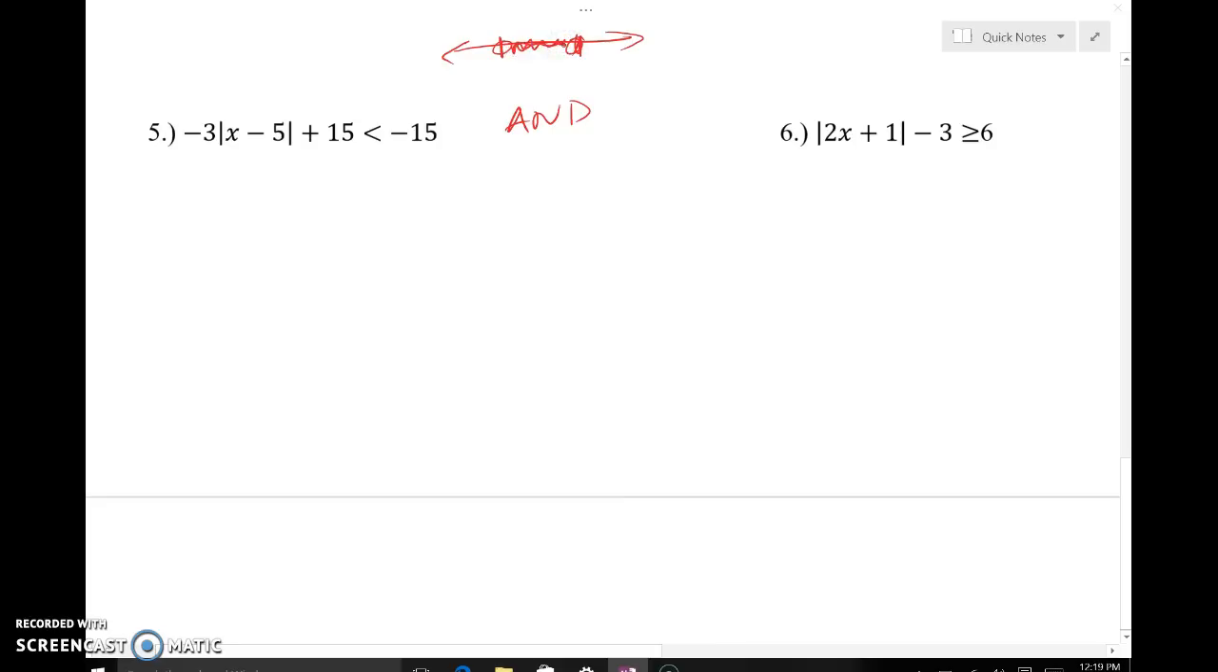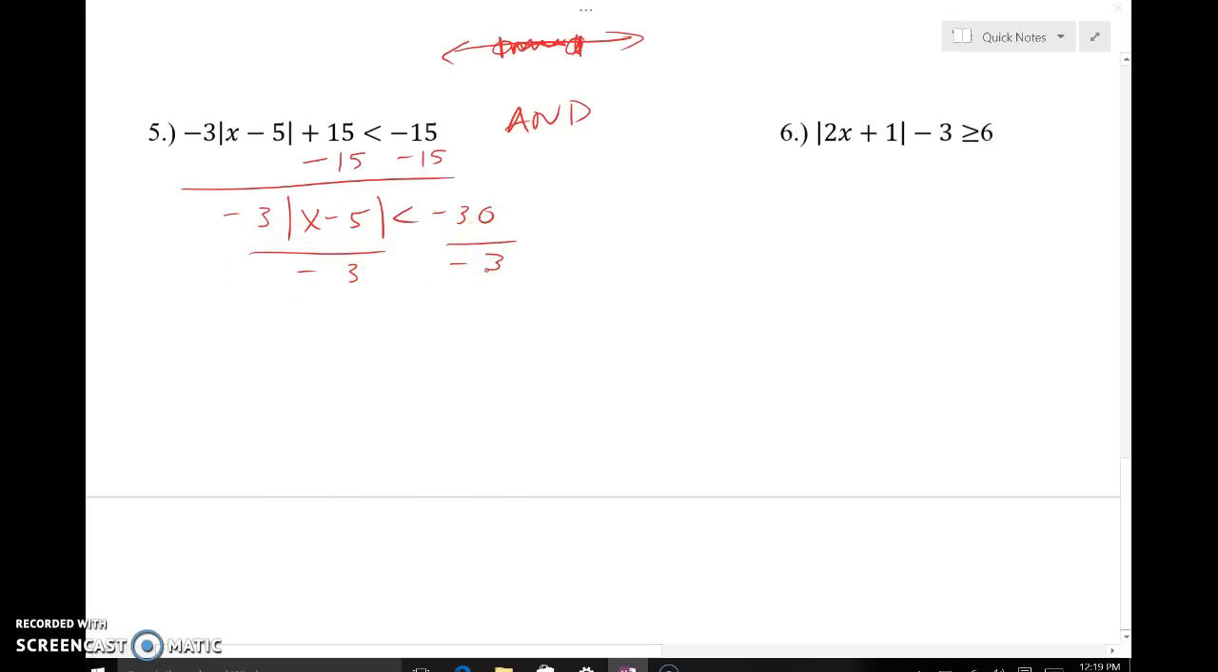And I'll show you how that happens with numbers. But first, before we can break out into scenarios, we've got to isolate our absolute value. Subtract 15 from both sides. And I've got negative 3 times the absolute value is still less than negative 30. And in order to isolate my absolute value bars, I need to divide by negative 3.